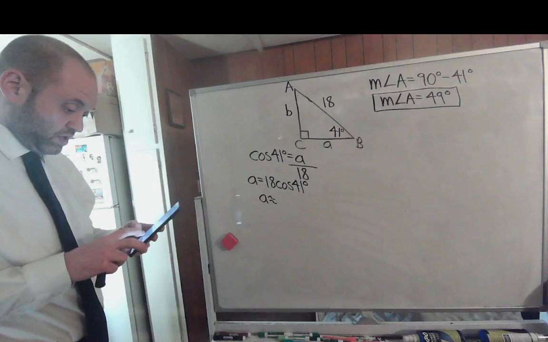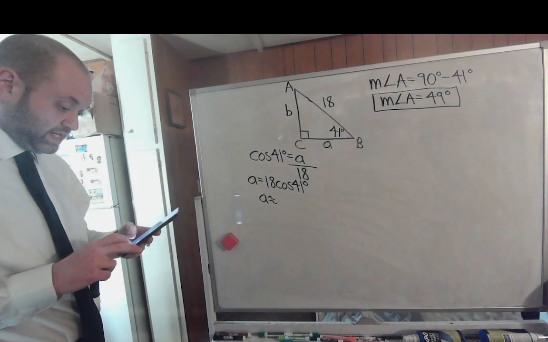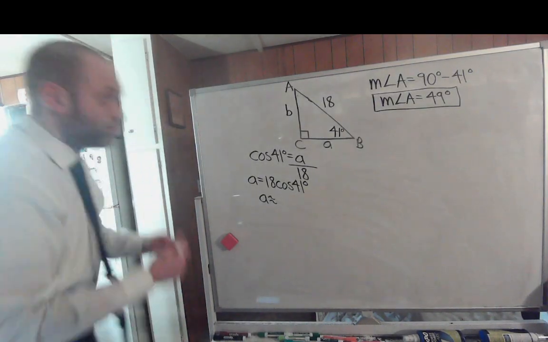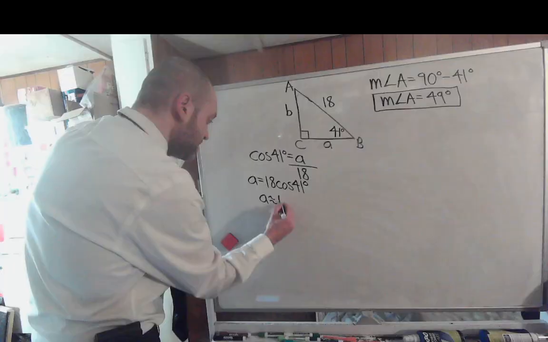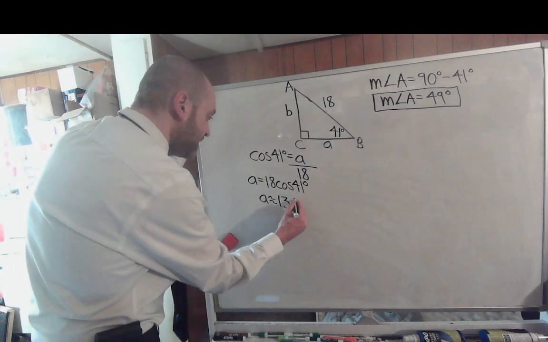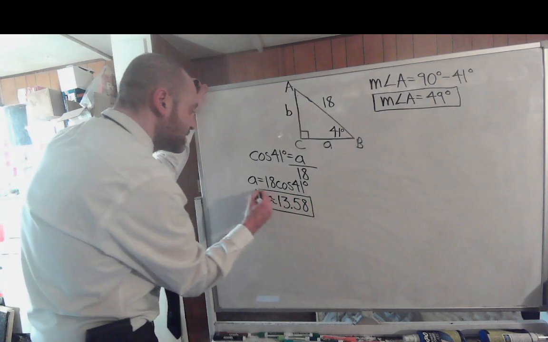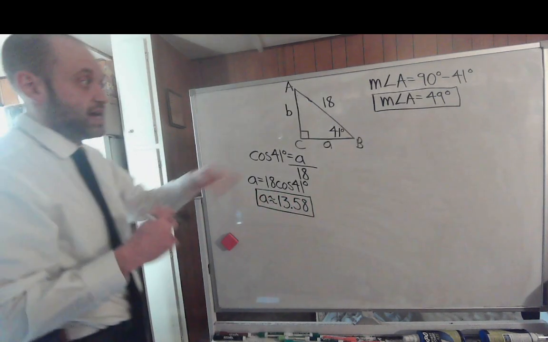Alright, so cosine of 41, take that times 18, you get about 13.58. So A has a length of about 13.58 units. Now let's find side B.